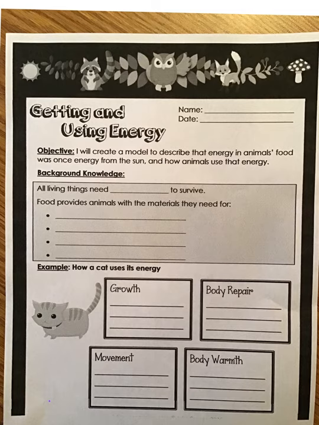So where it says background knowledge, that's what we should know. If you remember, we started this unit a couple of weeks ago. All living things, of course, need energy in order to survive. Energy is vital. Where do we get that energy? We get it from the foods that we eat.